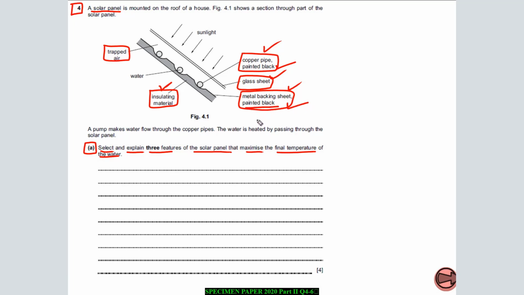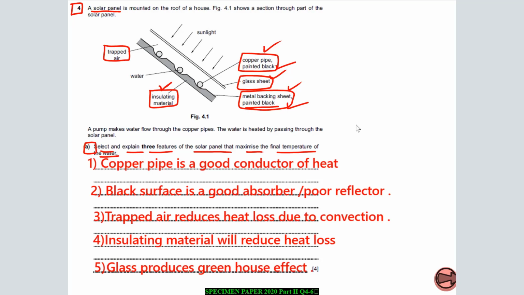So these are the features, and now we need to select them, meaning we need to mention the feature, and also we need to explain what its role is in increasing the final temperature of the water. So let's answer this question now. This is how we can answer this question.